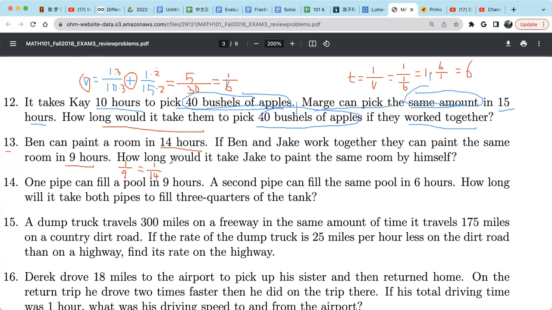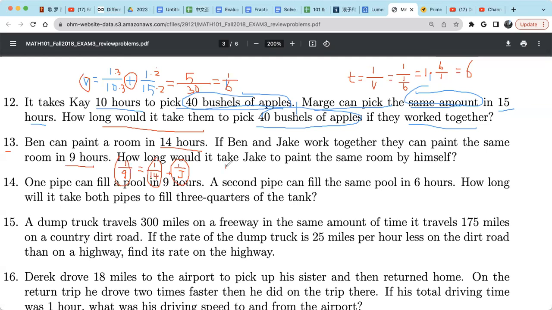So the question is asking, how long would it take Jake? What's Jake's speed? Let's call Jake's speed 1/J. When they work together, the speeds add up, right? So working together, speed is 1/9. Ben's working speed is 1/14. Jake's working speed, let's call it 1/J. So we need to solve for this J.